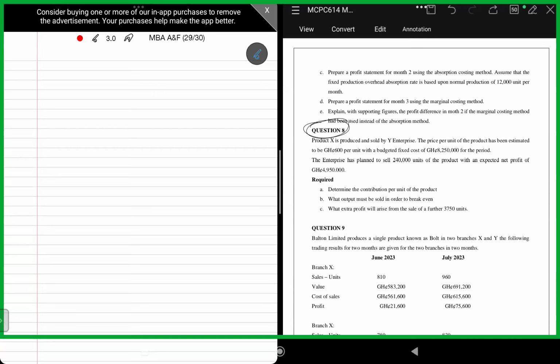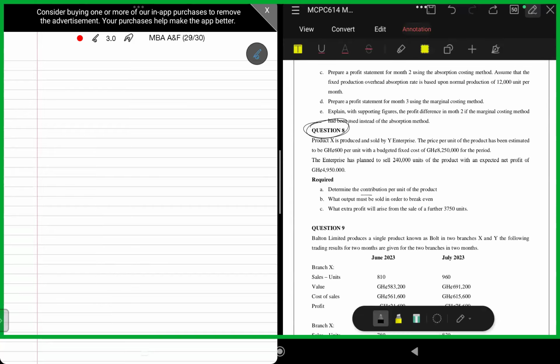Okay, is someone else reading? Determine the contribution per unit of the product. Why should you read the requirement first? We don't have time in exams. If you read that, determine the contribution per unit of the product, what comes to mind? Yes, what comes to mind? Let's be quick. What comes to mind?